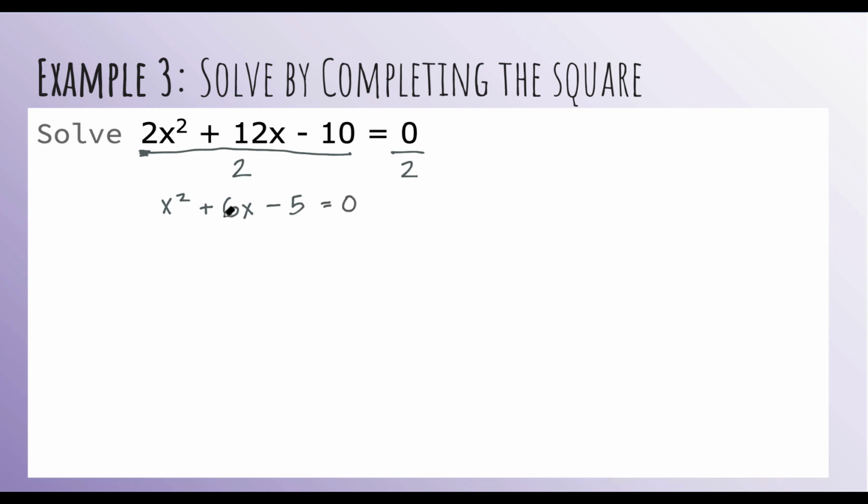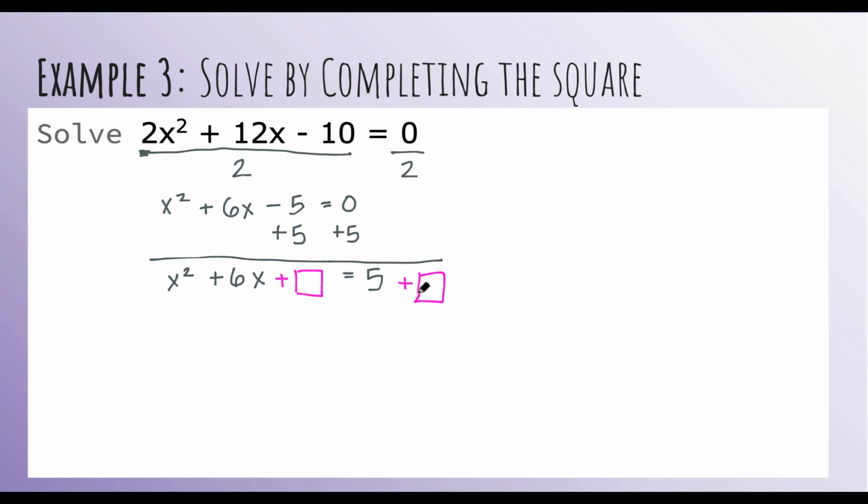As we continue, we want to use the completing the square process. We notice this is not a perfect square trinomial. So next thing we need to do is bring this constant value of 5 to the other side. And when we do that, we're left with x squared plus 6x on the left is equal to 5. Now we're going to complete the square, so we need to add a box and add a box.